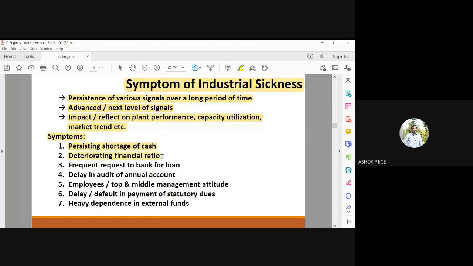The financial ratio is deteriorating. The current ratio is very poor. The debt to equity ratio is very poor. The net worth is running into negative. So all these financial ratio indicators are having their poorest values.